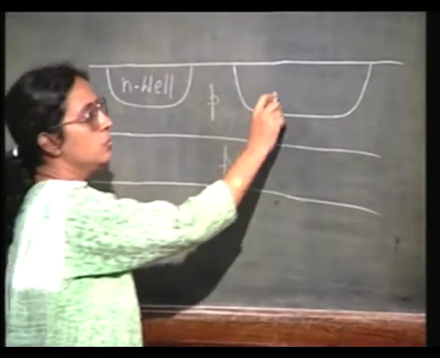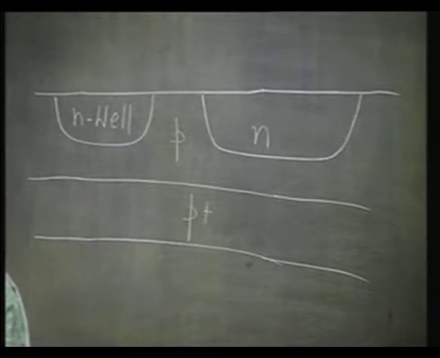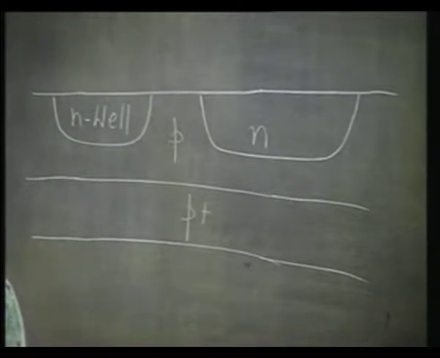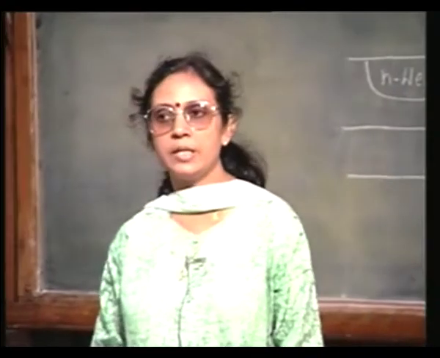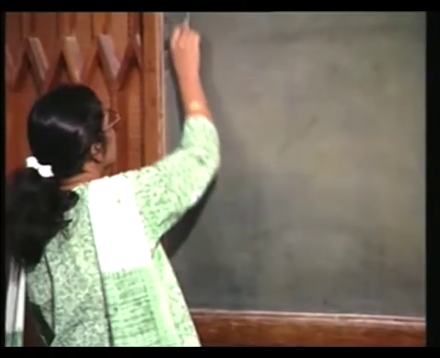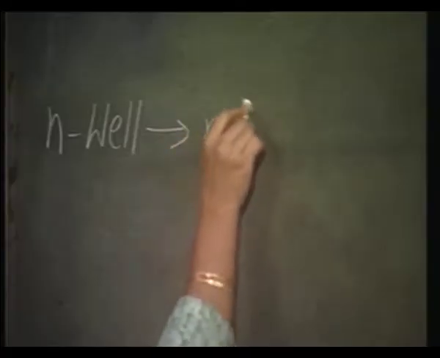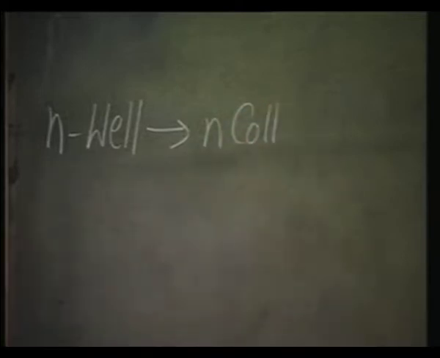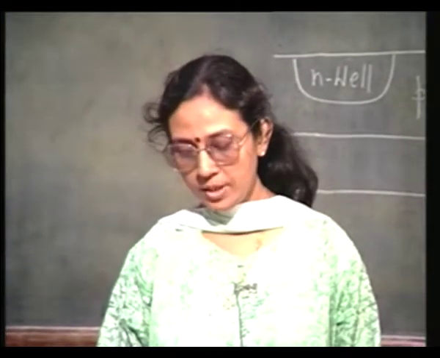which can now house my NPN transistor, right. In this N-well, I could have my NPN transistor, right. So, you see, first step is common. The N-well can serve as the N collector. Okay?